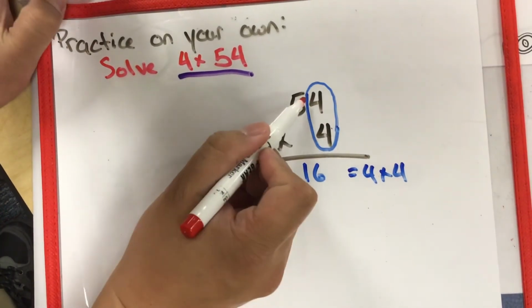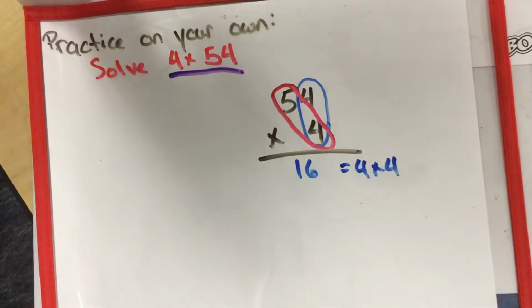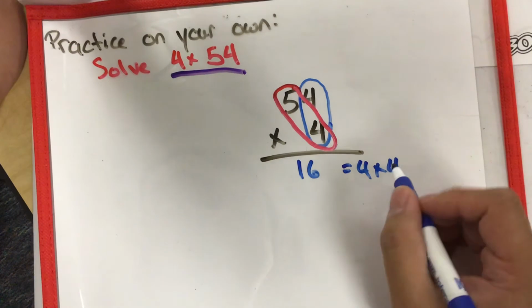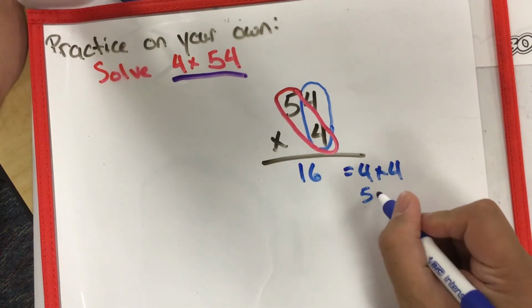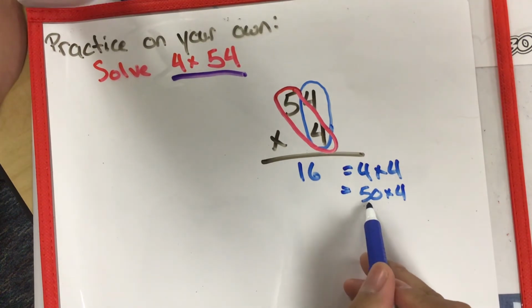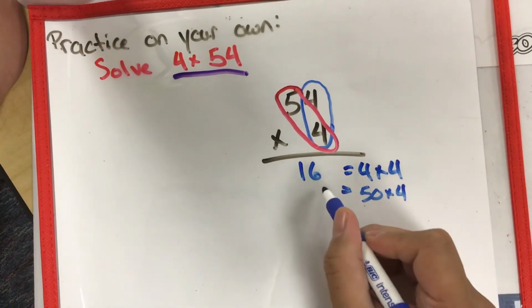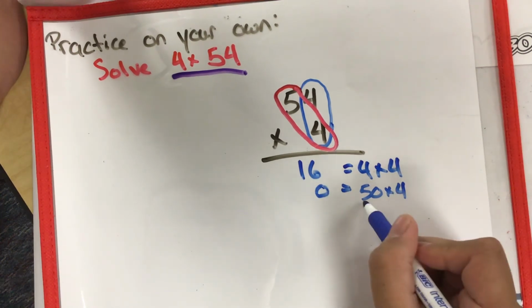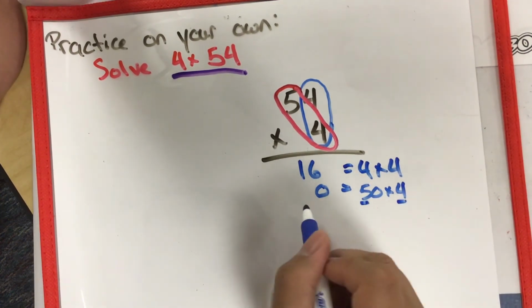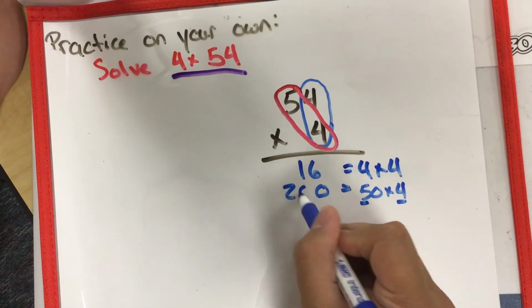Next, I have 5 times 4, but that's 5 10s times 4. So 5 10s equals 50. So we're going to have 50 times 4. And look, we have that multiple of 10. So we know that if we're just multiplying with a multiple of 10, we could put the 0 right there. Now we just have 5 times 4. What's 5 times 4? 5 times 4 equals 20.